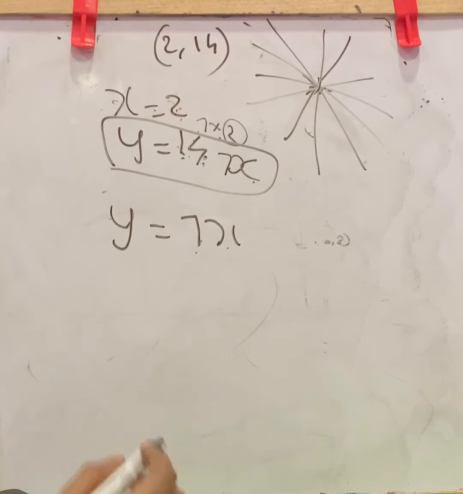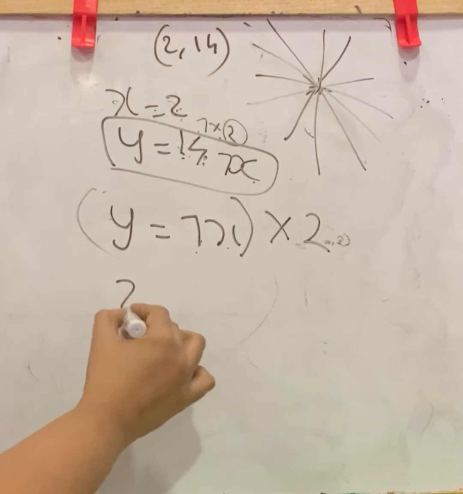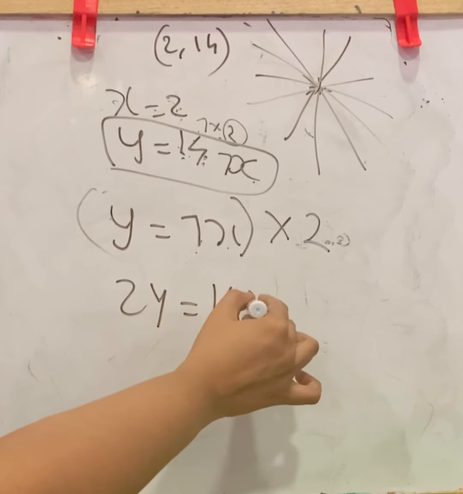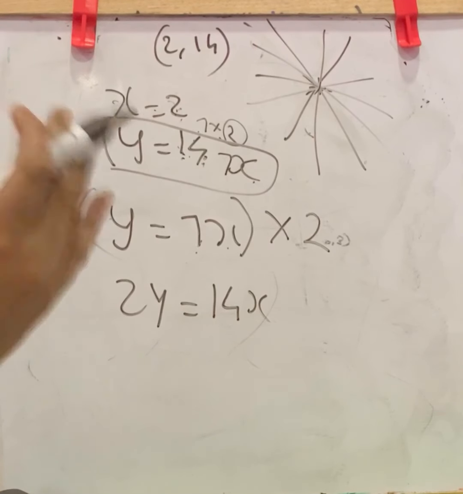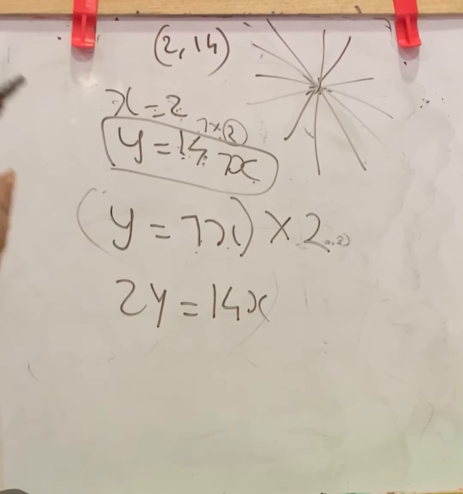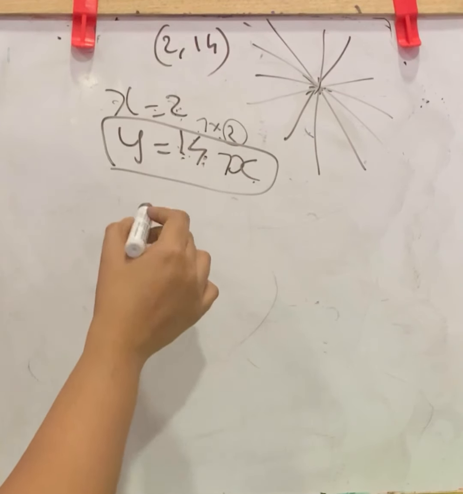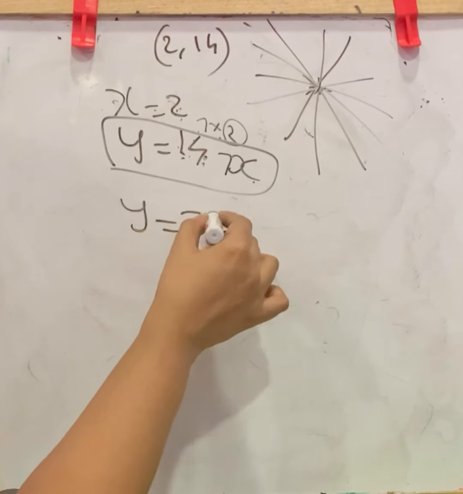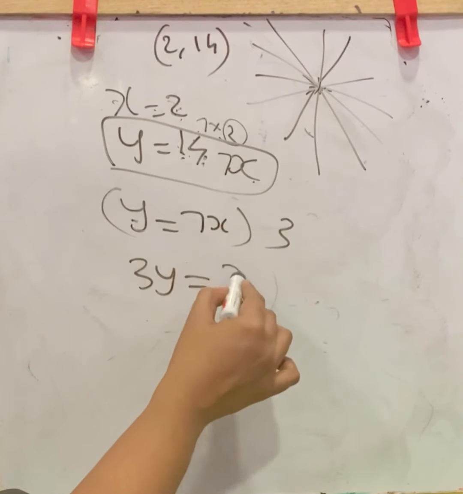We can simply multiply with 2. This becomes 2y equal to 14x. This is another equation. I told you before, if you do any operation on both sides of the equal sign, it makes no change to the equation. Next equation, we can multiply it with 3, that is 3y equal to 7x into 3. This becomes 3y equal to 21x.